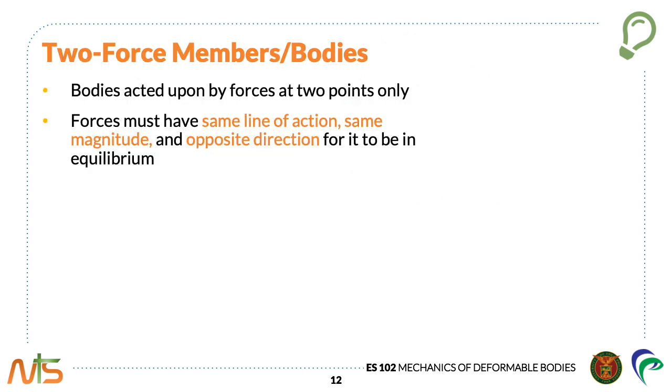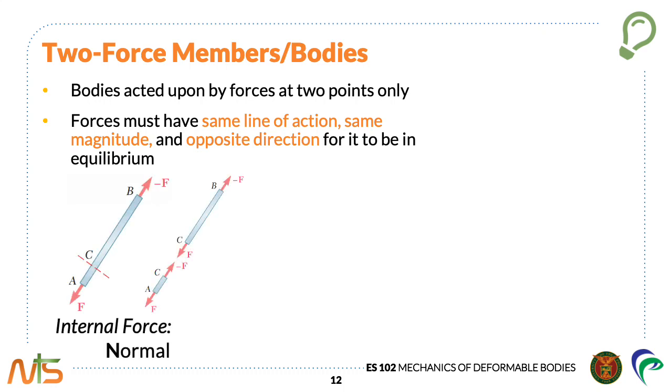Recall that two force bodies are bodies that are acted upon by forces at 2 points only. These forces have the same line of action, same magnitude, and opposite direction. Considering first a straight two-force member AB, we recall that such a member is subjected at A and B to equal and opposite forces F and negative F directed along AB. Cutting member AB at C and drawing the free body diagram of portion AC, we conclude that the internal forces which existed at C in member AB are equivalent to an axial force negative F equal and opposite to F.